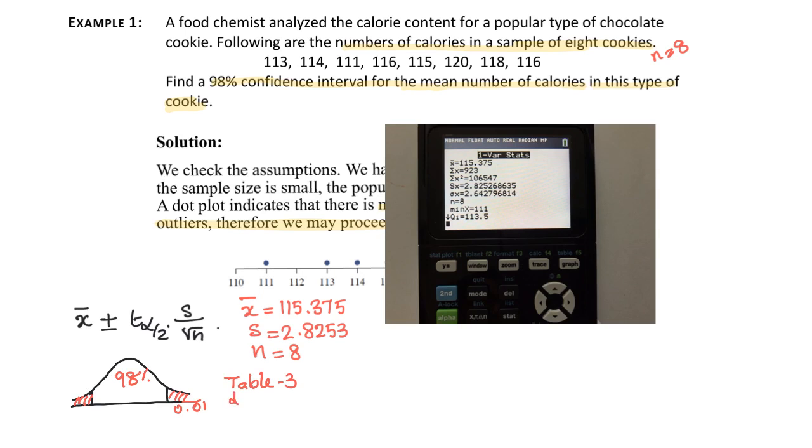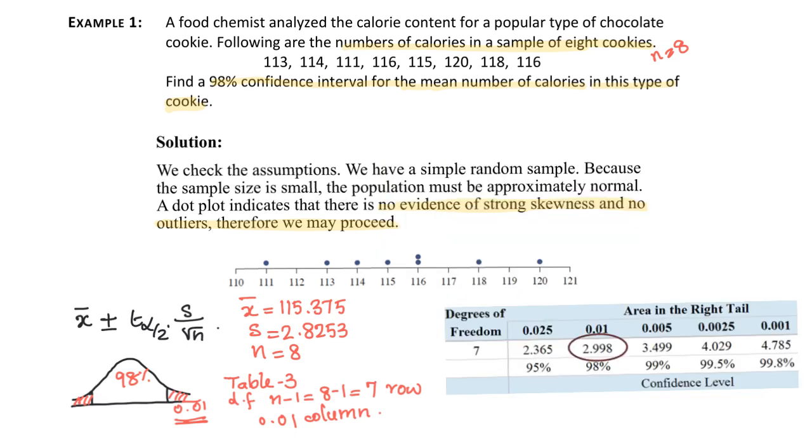And I'll be looking for the degrees of freedom n minus 1, that is 8 minus 1, that is equal to 7, and the corresponding column 0.01. So this is the row I am looking at, this is the column I'll be looking at to find the critical value. So using the table, we know that degrees of freedom 7, and at the column 0.01, this is the critical value. Therefore t alpha over 2 is 2.998.